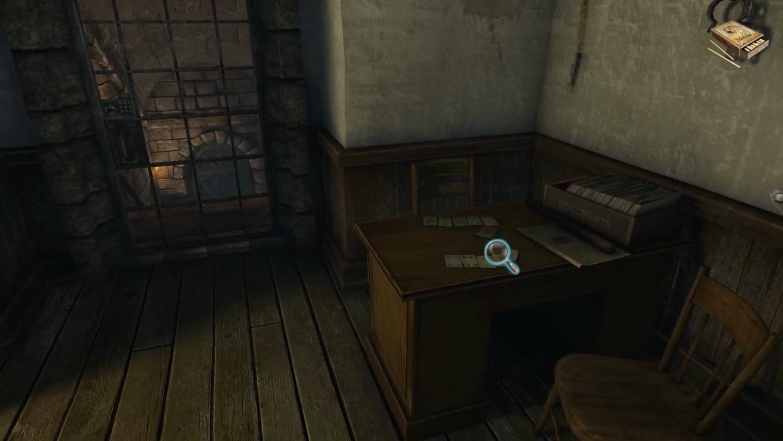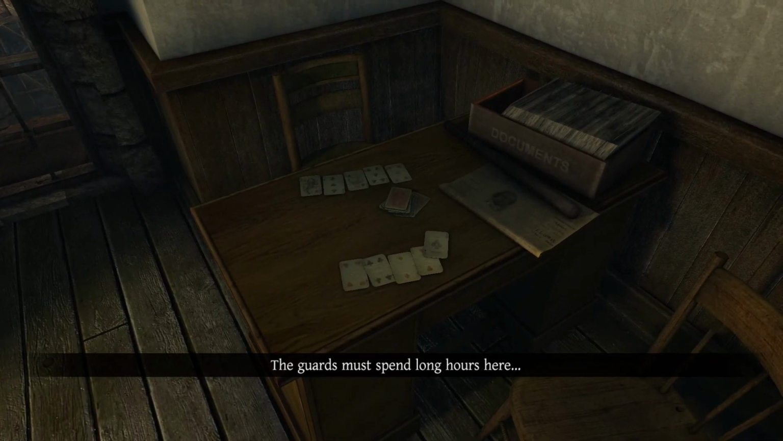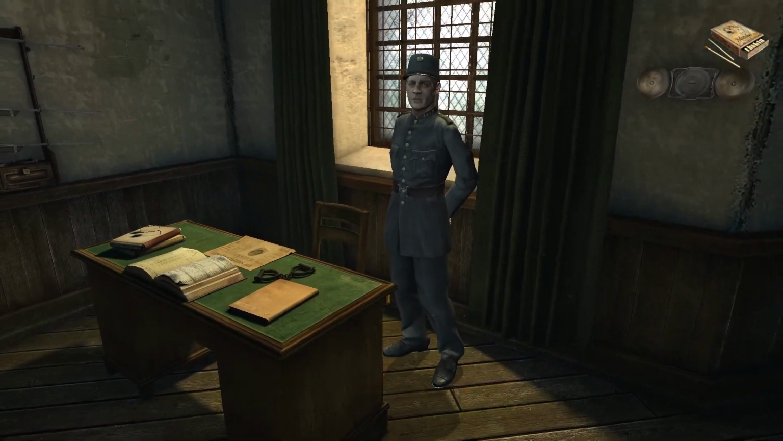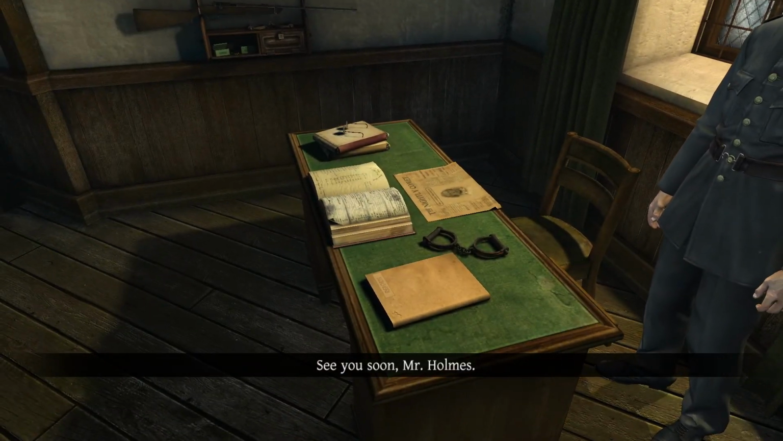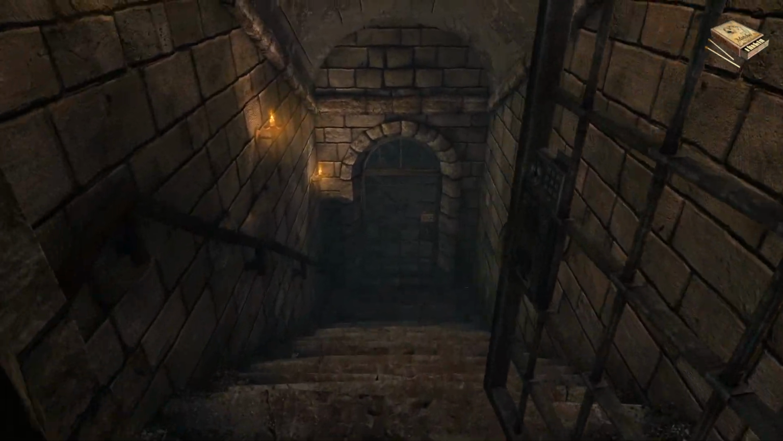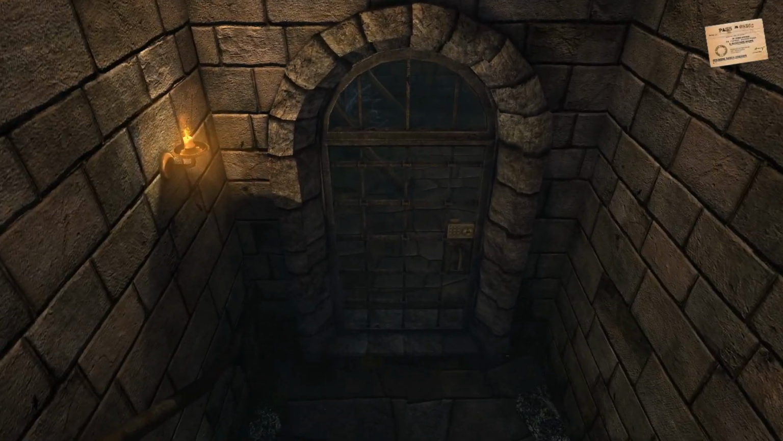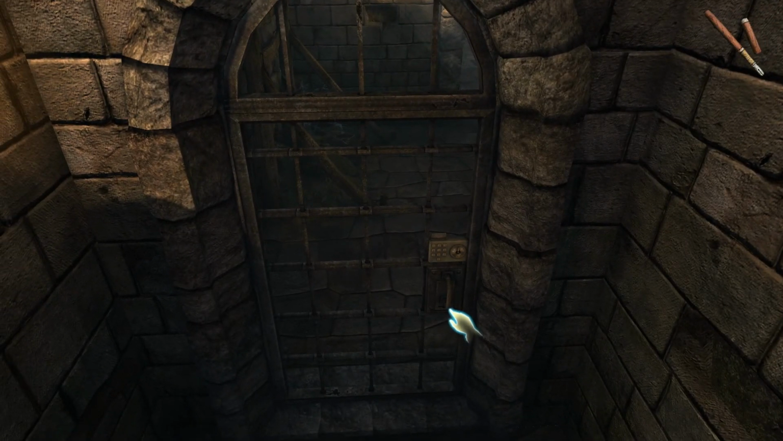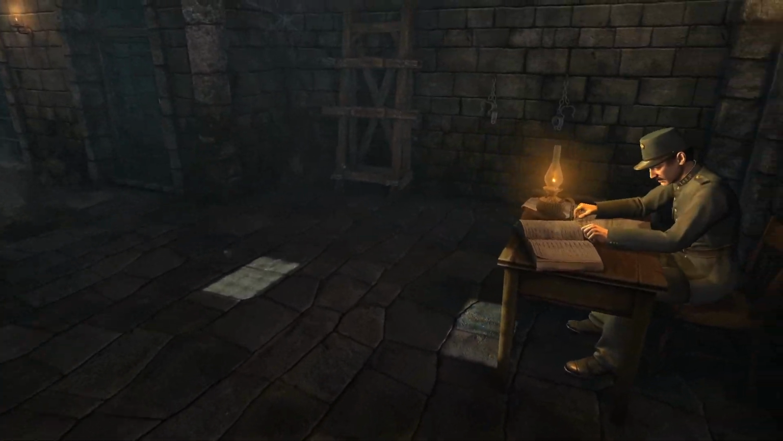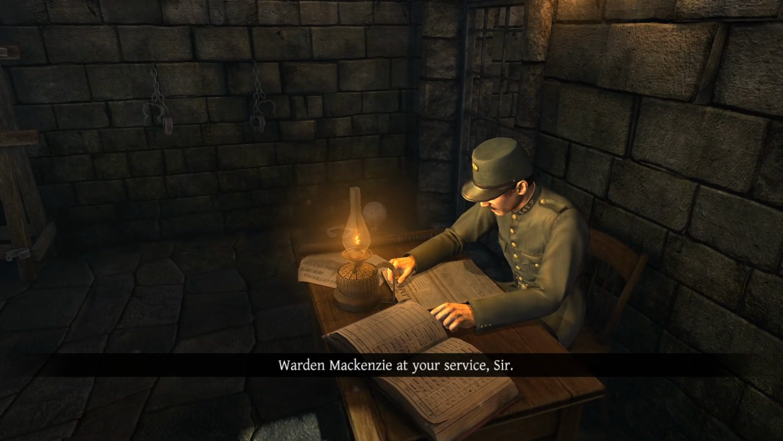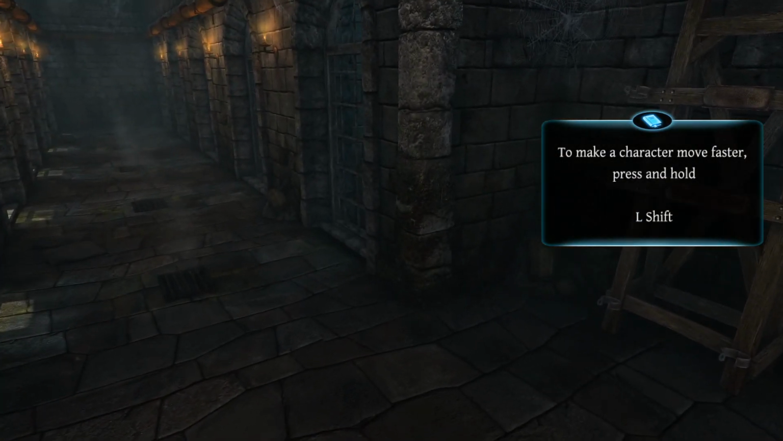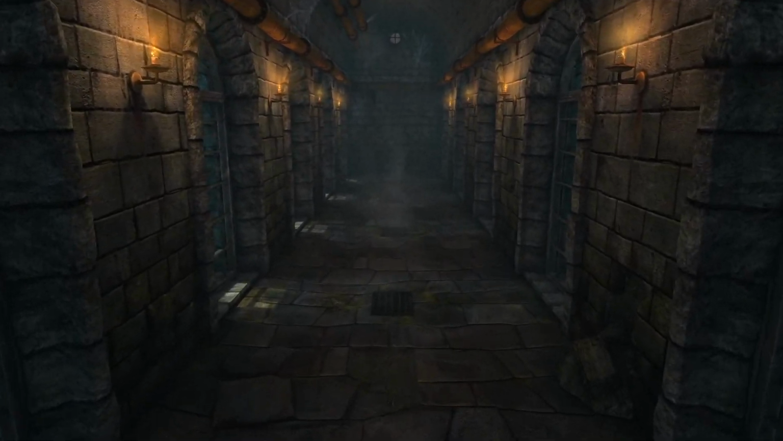So what now? The guards must spend long hours here. You think? I think so too. See you soon, Mr. Holmes. Right, okay. I guess down we go. We've been probably using this pen. Interesting to see if it does anything. Warden Mackenzie, at your service, sir. Okay. Again, I know I can run.